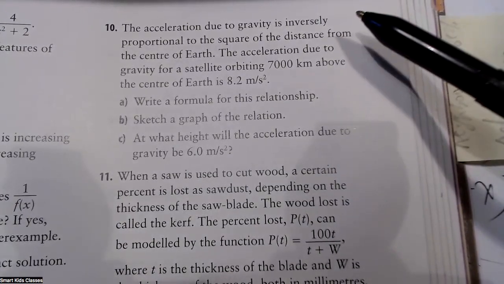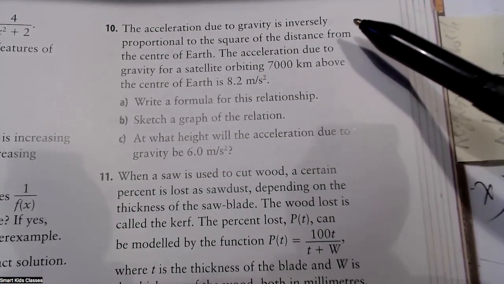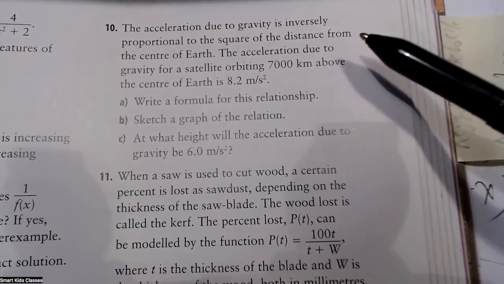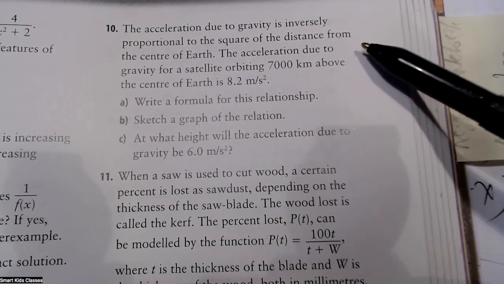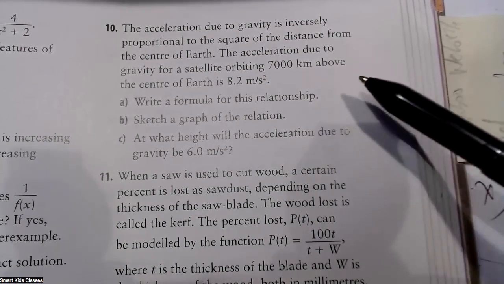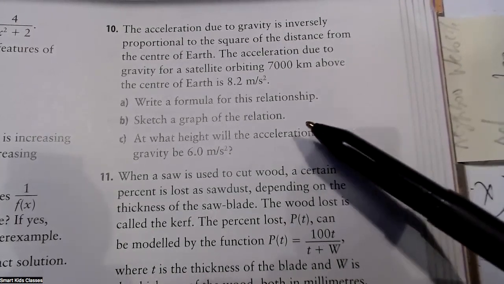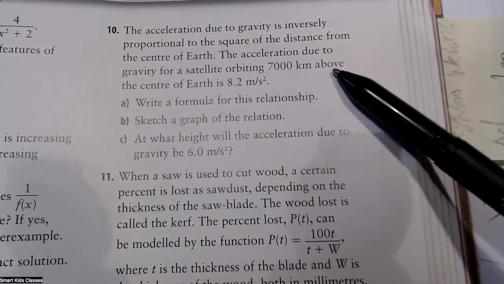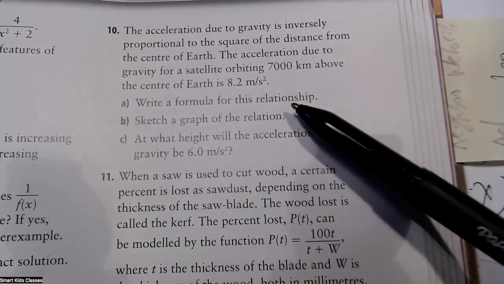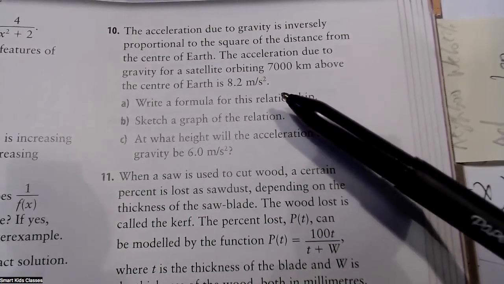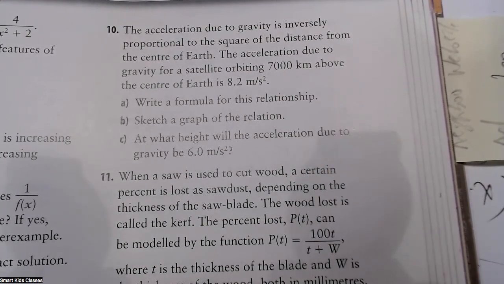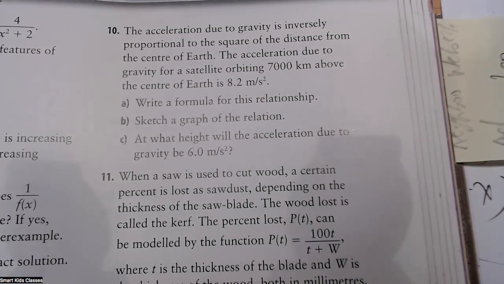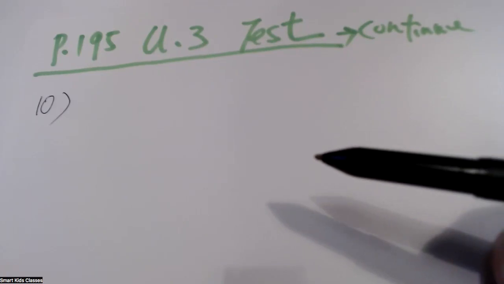The acceleration due to gravity is inversely proportional to the square of the distance from the center of the Earth. The acceleration due to gravity for a satellite orbiting 7,000 km above the center of the Earth is 8.2 m per square second. I'm going to illustrate on a piece of paper. Now it's asking you for the acceleration.